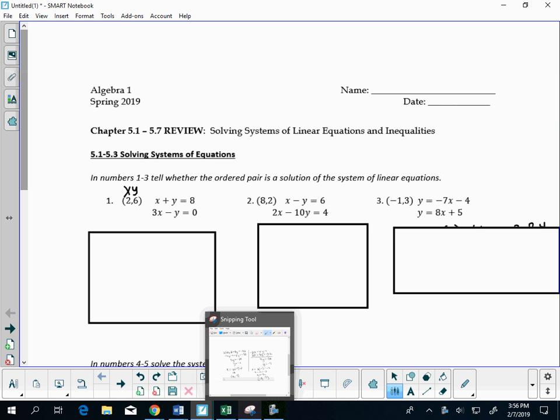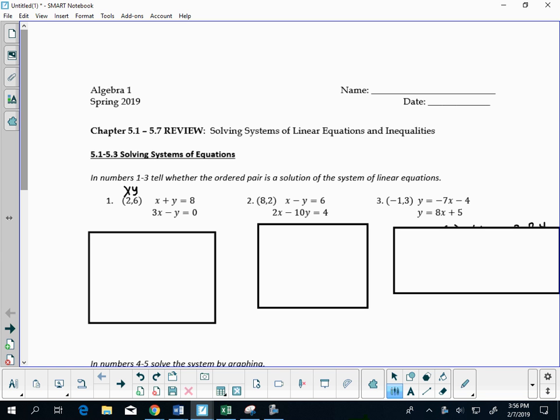All right, this is the chapter review or the study guide for the Systems of Equations and Inequalities test that you're going to be taking in a few days. If you pay attention to this, you should be able to do everything on the test pretty easily.